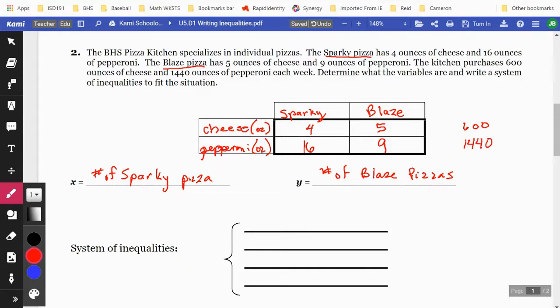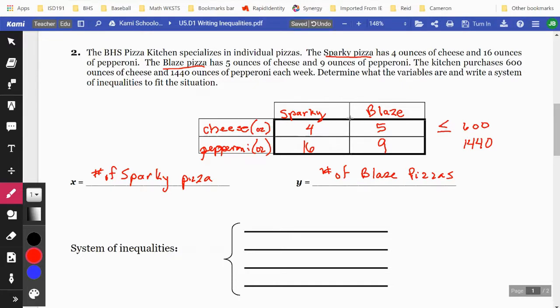All right, so put yourself in this situation. You have these massive quantities of cheese and pepperoni in the refrigerator. Okay, if you have 600 ounces of cheese, can you use less than that? Sure, it's okay to have extra. Could you use all of it, or exactly 600 ounces of cheese? Yes, you'd use it all up. Could you use more than 600 ounces of cheese? No. So I ask these questions because it helps us decide which inequality symbol to use here.